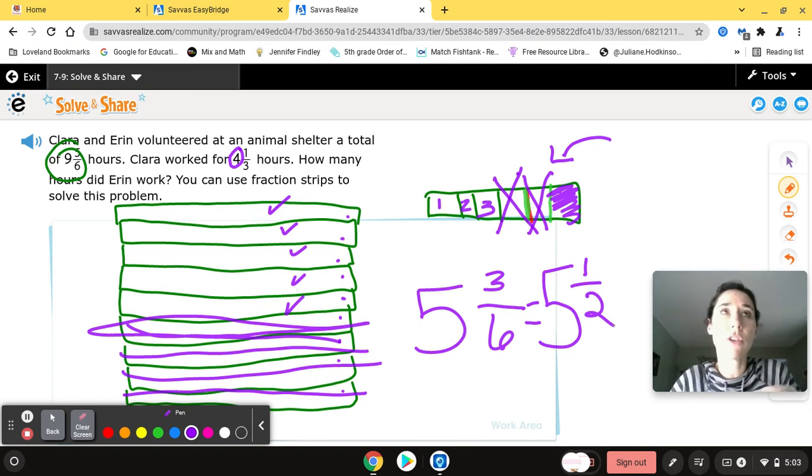You also could have used our skills from yesterday in the class where we were adding mixed numbers. Using the algorithm, you would solve this the same way as you would adding mixed numbers, except that last step would be subtracting instead of adding.